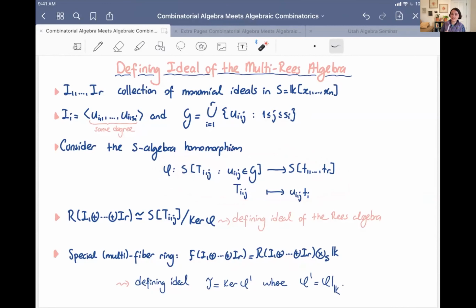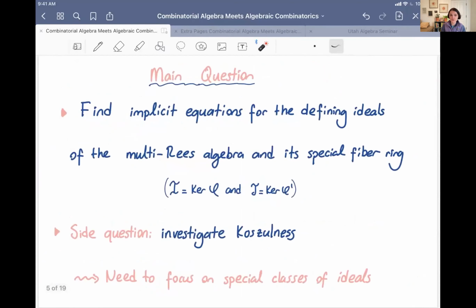Okay, so these are the two ideals that I'm going to work with when I want to understand something about the Rees algebras or its special fiber. The main question here is very general: to find implicit equations for the defining ideals of the multi-Rees algebra and its special fiber ring. I'm just going to use this fancy I for the defining ideal of the Rees algebra, and fancy J for the defining ideal of the special fiber. While we're searching for implicit equations, we'll also keep this side question in mind: we also want to investigate Cohen-Macaulayness.